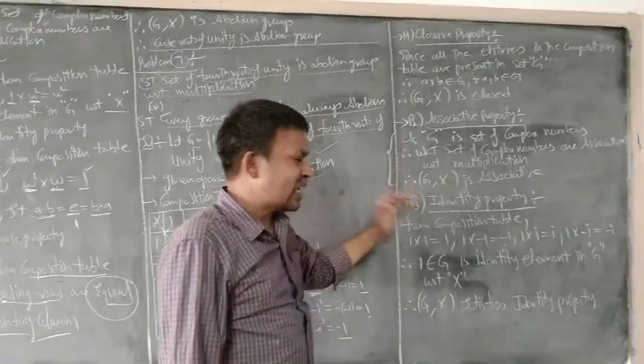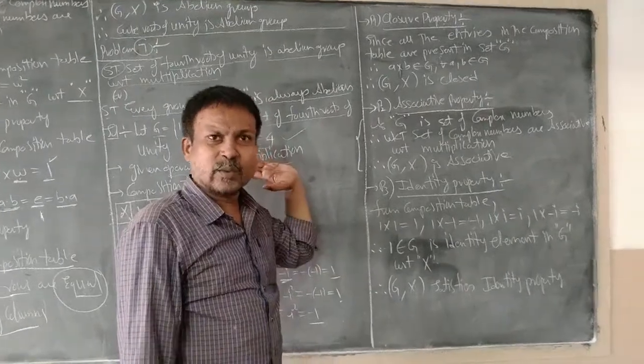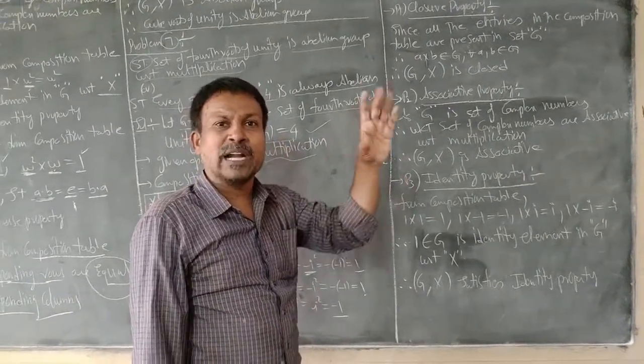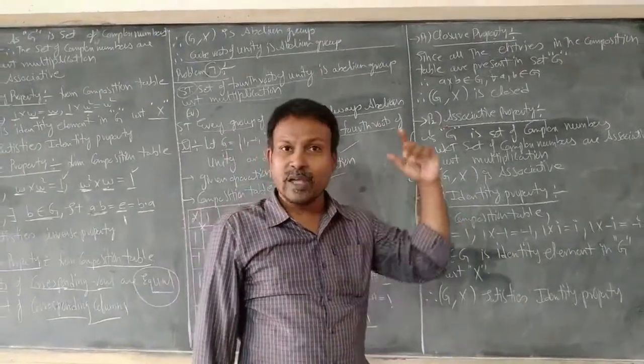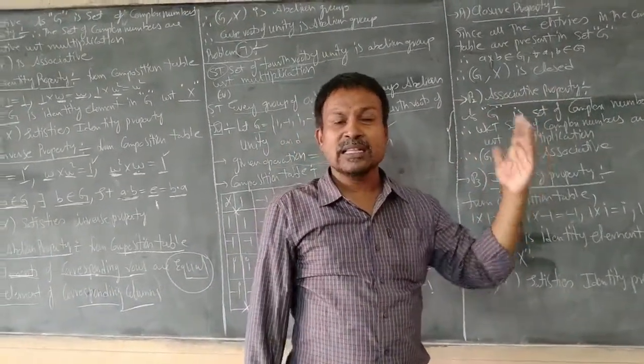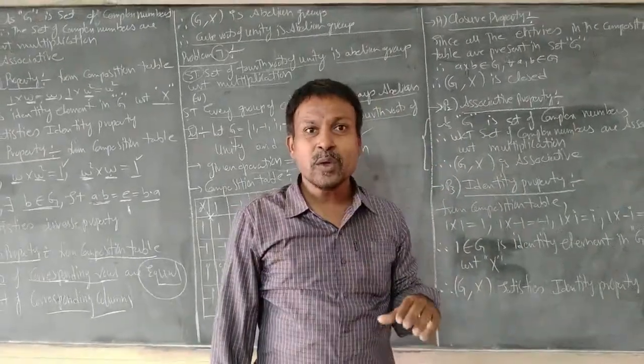If I go to the next property, here in this question itself, the operation is multiplication. As soon as the operation multiplication is seen, we have to recall the identity element as 1 with respect to multiplication.